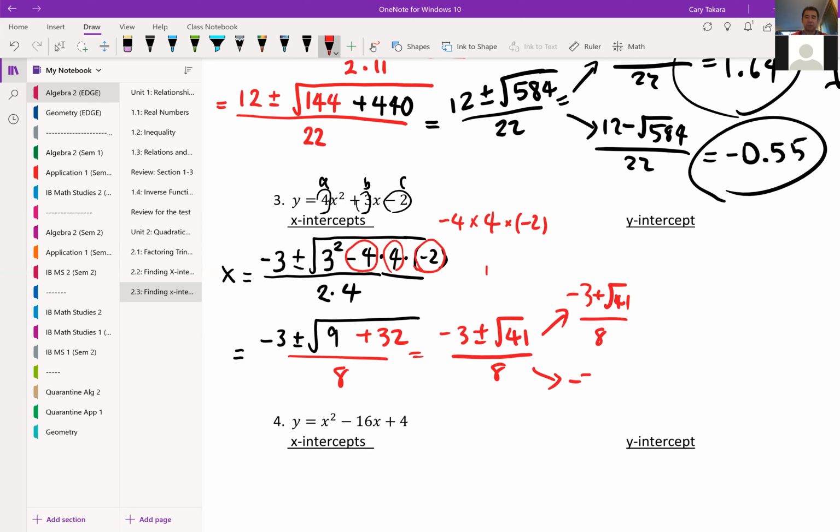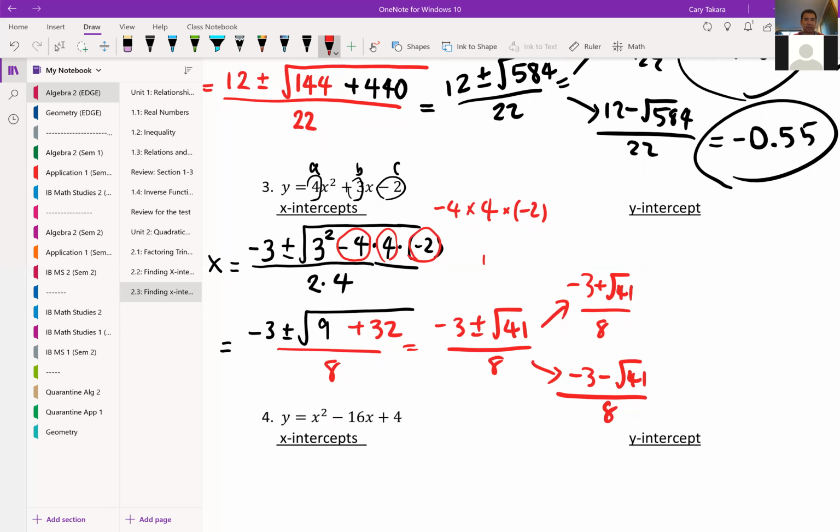And the other answer is negative 3 minus square root of 41. Okay, so let's find out the decimal values. Negative 3 plus square root of 41. And then I push enter first and then divide by 8.